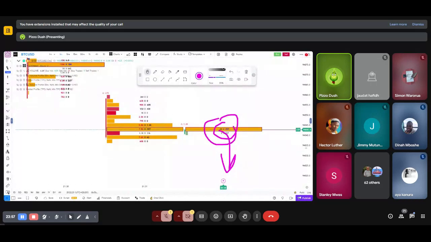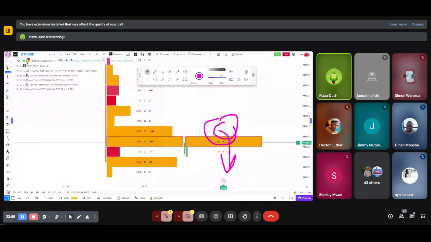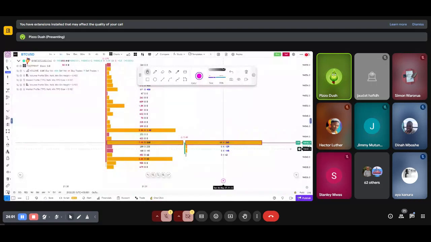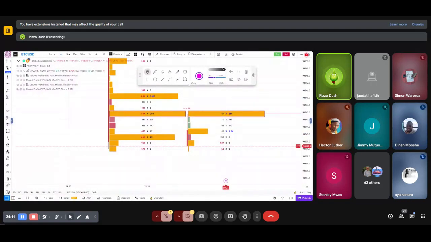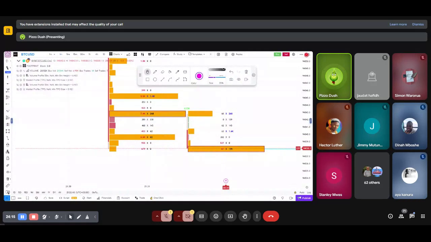Sijui mbona imehang. Kama ni kuhang imehang ama ndio inafaa kuwa. So in short inakuonyesha what is currently happening at each and every price level. You see? So unlike sasa the traditional candlestick ilikuwa inatuonyesha tu what has already happened. Haikuwa inatuonyesha what is happening.